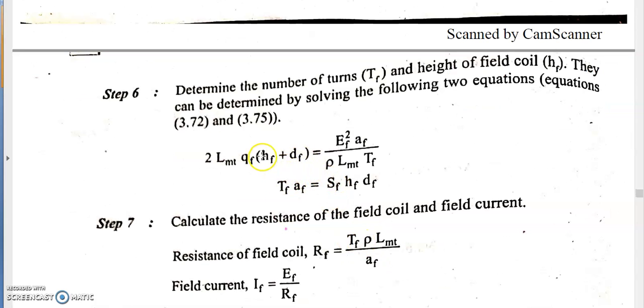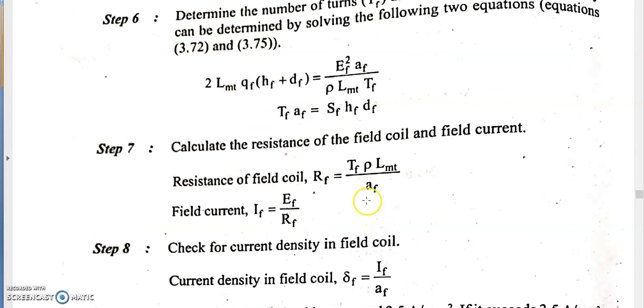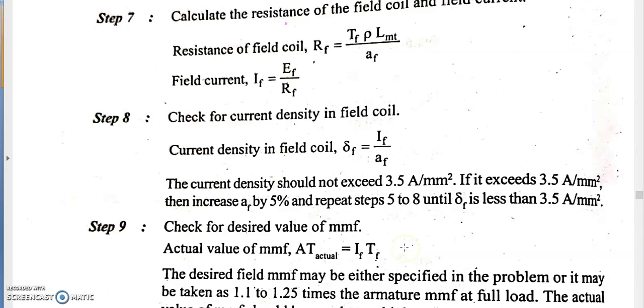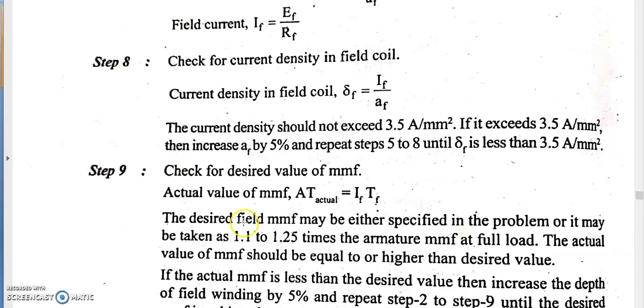So we will get different values of TF and HF, and TF is getting varied. So the resistance, current, and area, finally AF, are also varied, IF is also varied. So a different value of current density will be obtained. Then again we verify with the current density criterion. So this is one way of finalizing the area of cross section of the conductor.